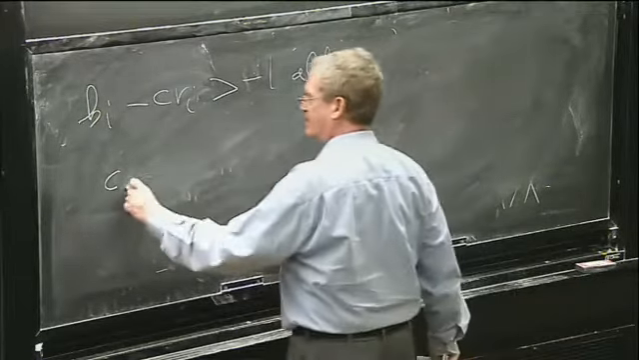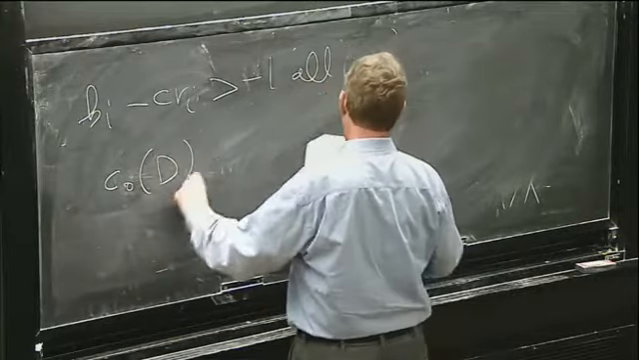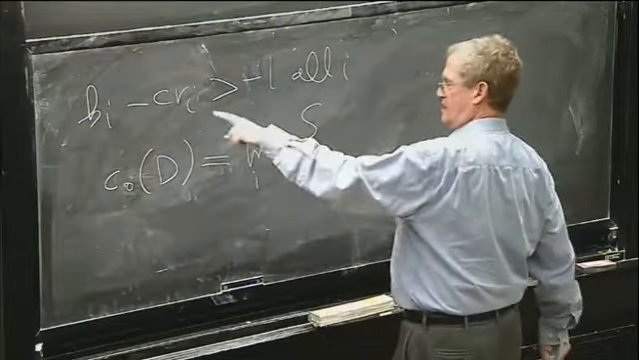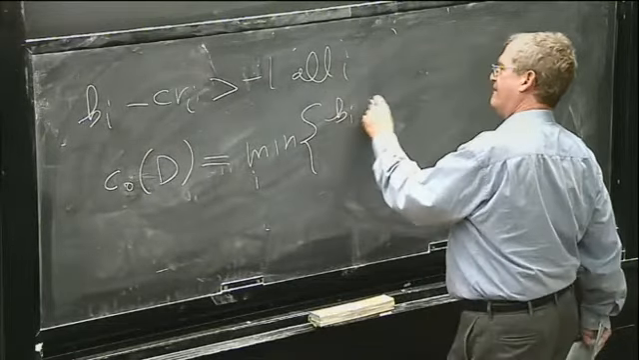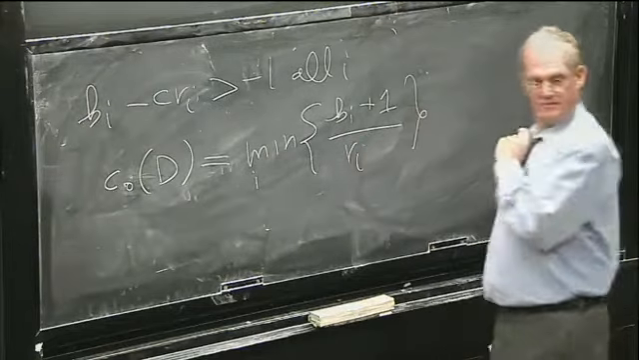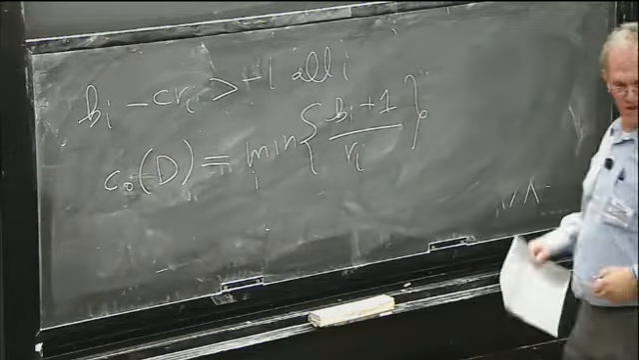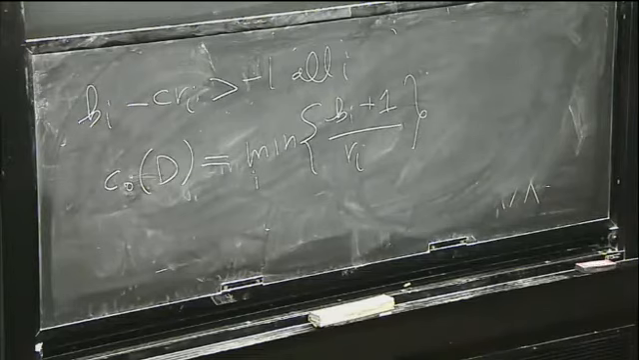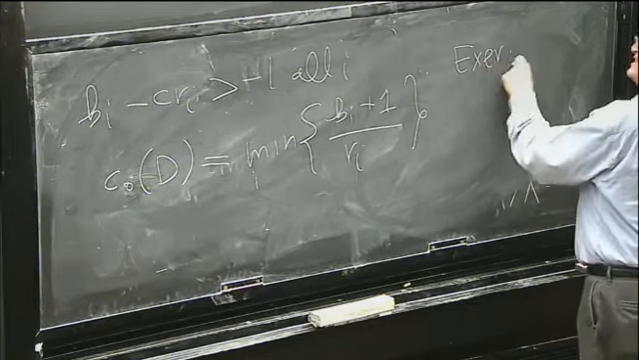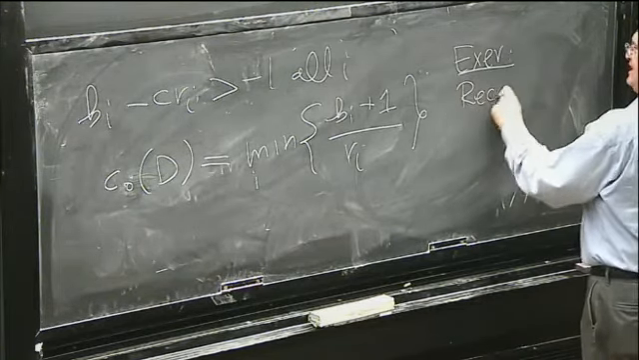So what we see is that c_0 of D is the minimum over all i of (b_i plus 1) over r_i. And in particular, it's always a rational number. So this is basically, I think, Varchenko's computation. In the exercise, I wanted to leave this as an exercise. You should recompute the cusp.